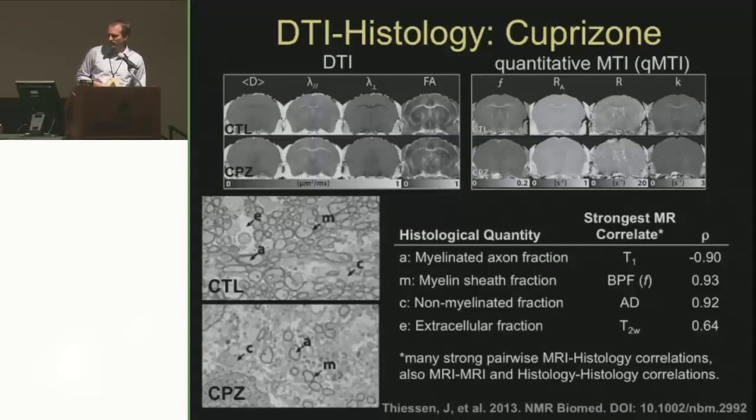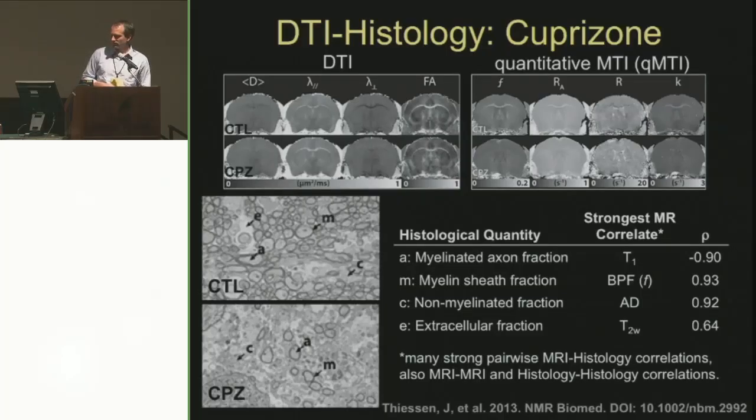Another recent study that I like very much is a cuprizone model. So cuprizone is an inflammatory demyelinating animal model. And what they did is, using electron microscopy, quantify all of these different parameters from the histology, including myelinated fraction, the myelin sheath fraction, the non-myelinated fraction, as well as the extracellular fraction. And just simply ask the question, which of the MRI measurements here was most correlated to these indices.